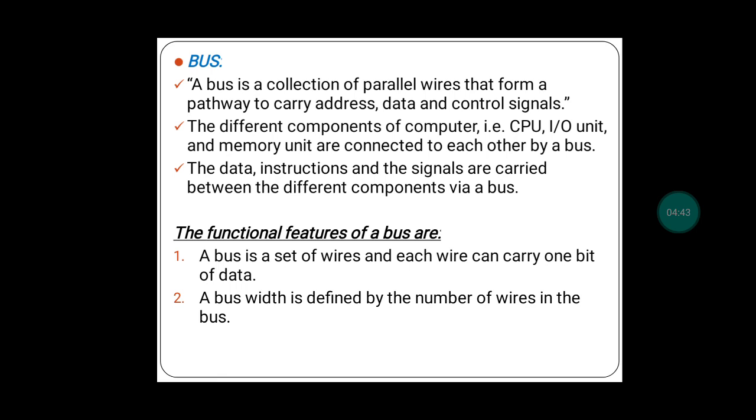If a bus has 16 wires, then we can say the size of that bus is 2 bytes. So a question can be asked here, what is a bus? You need to write: a bus is a collection of parallel wires that form a pathway to carry address, data and control signals between the different components of the computer system. And those components are CPU, input output unit, and memory unit. The question can also be asked like, write the functional features of a bus. You need to write these two statements.